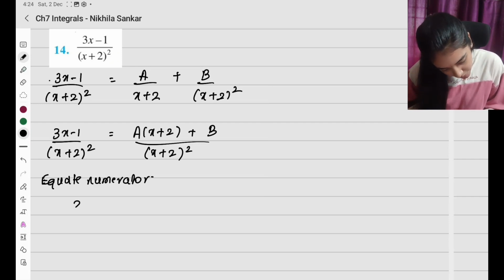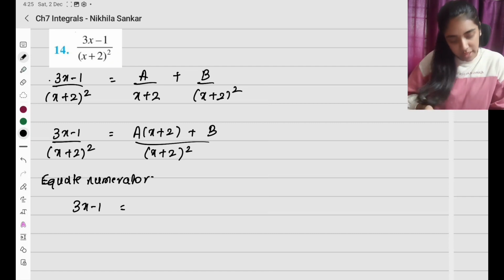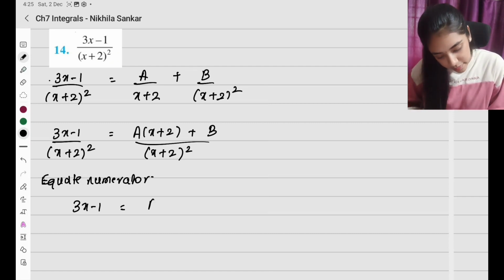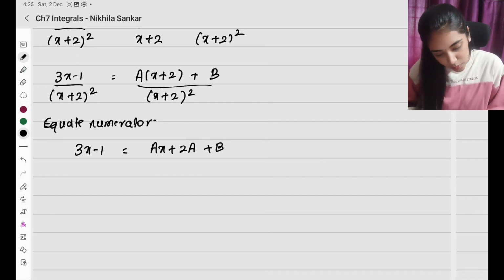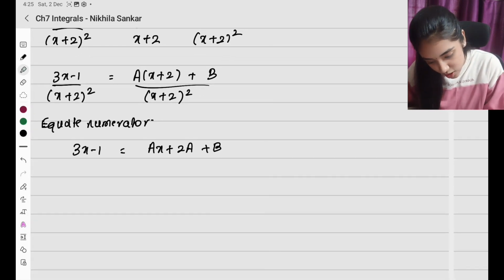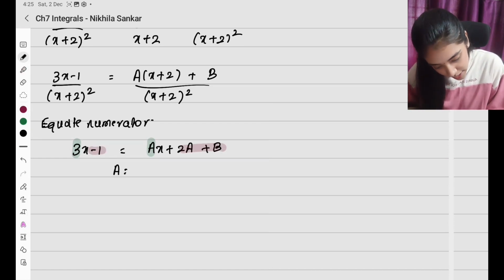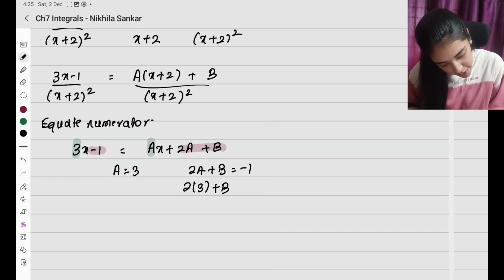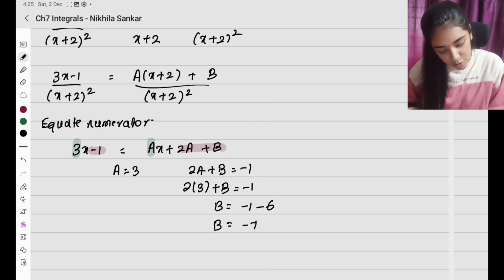So I have 3x minus 1 equals, when I open the brackets, ax plus 2a plus b. Now combining the constants, it is already combined. So 3 is equal to a, and minus 1 equals 2a plus b. When I equate, a equals 3, 2a plus b equals minus 1. 2 times 3 plus b equals minus 1. b equals minus 1 minus 6, which is minus 7. So b has the value minus 7.